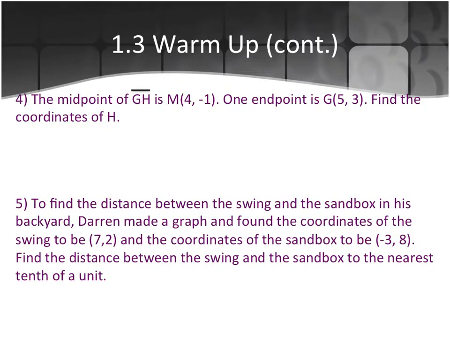Number 4 was probably the most challenging in this section. It says the midpoint of GH is M, which is (4, -1). One endpoint is G (5, 3). Find the coordinates of H. So this time you don't have both endpoints to find the middle. You have one endpoint and one midpoint. Because we know that x1 plus x2 over 2 gives us the x coordinate of our midpoint, and y1 plus y2 over 2 gives us the y coordinate, we can plug in what we've got into these equations and then solve.